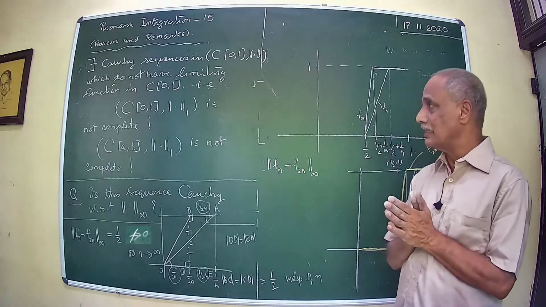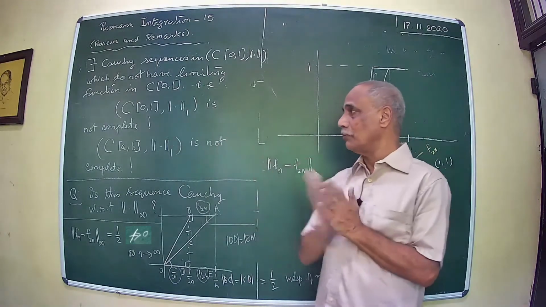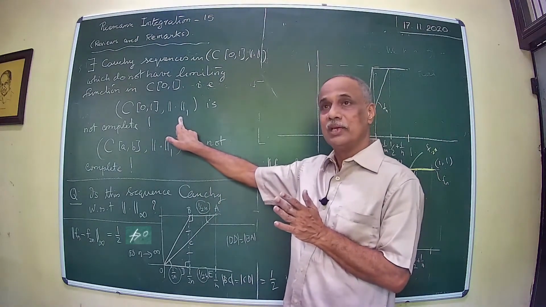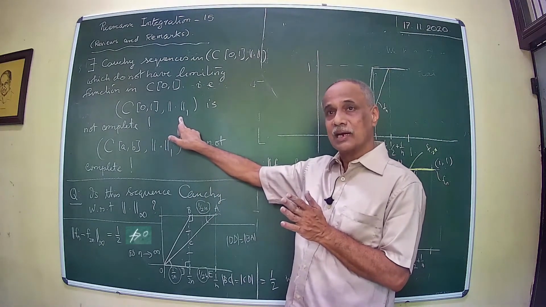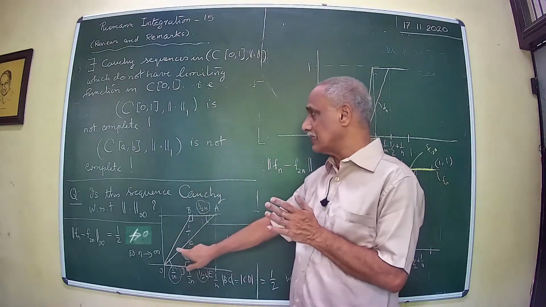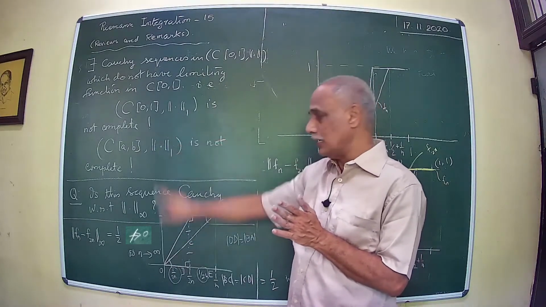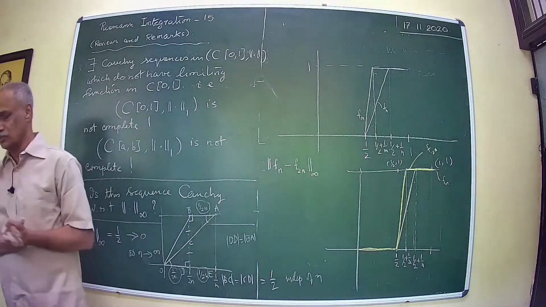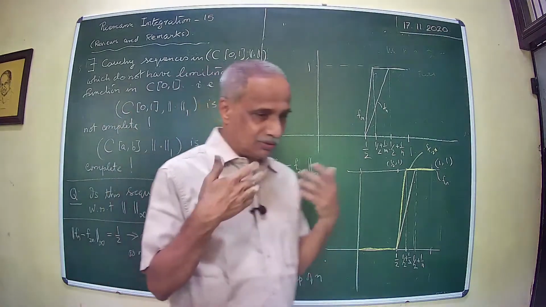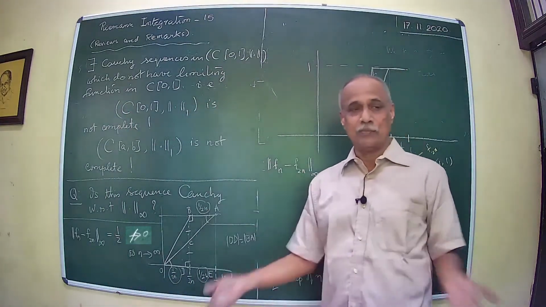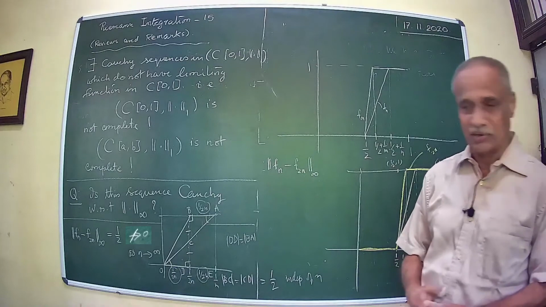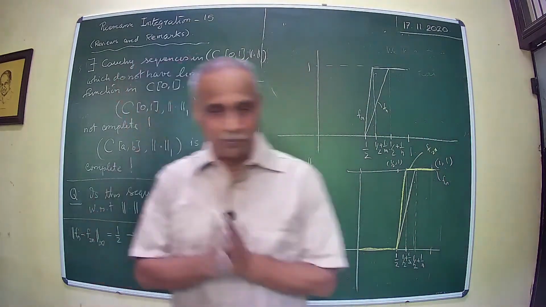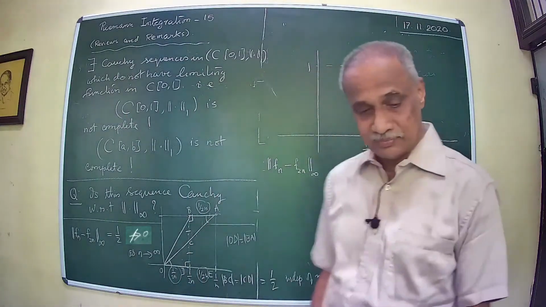We have seen that C[0,1] with norm 1 is not complete. C[0,1] with norm infinity is complete. Now this example does not fit into that realm, mainly because the sequence that you have chosen is not a Cauchy sequence. So there is no question of asking such completeness for that sequence. Okay? So this is about the completeness of C[a,b].